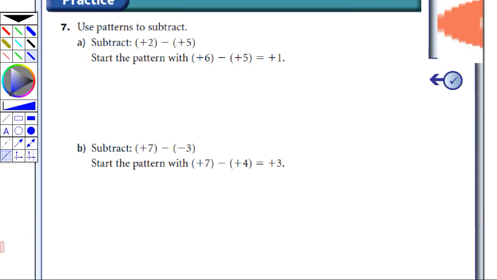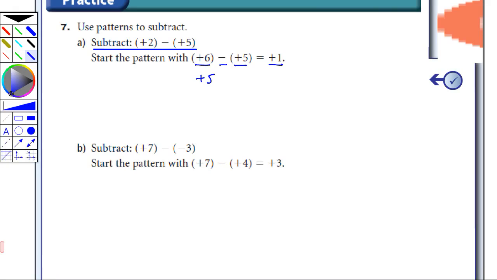So question number 7 says, use patterns to subtract. Subtract plus 2, minus plus 5. So we're going to start with the pattern. Plus 6 minus plus 5 equals plus 1. So continue the pattern. We're going to go plus 5 now.